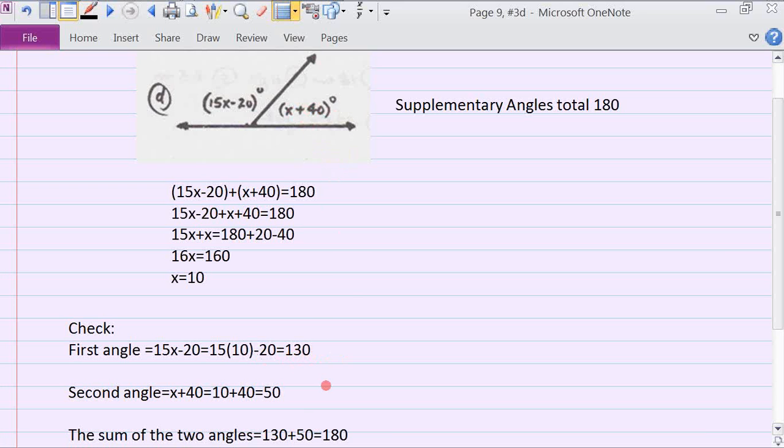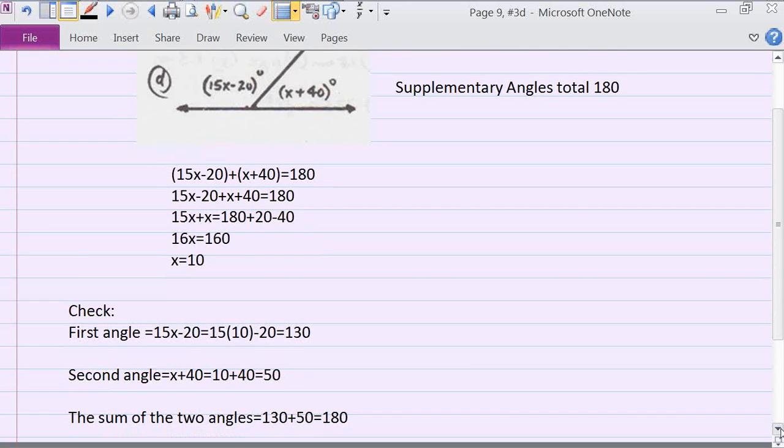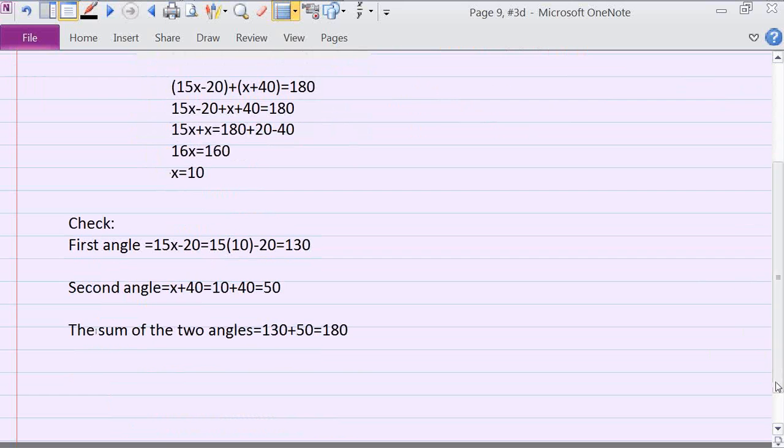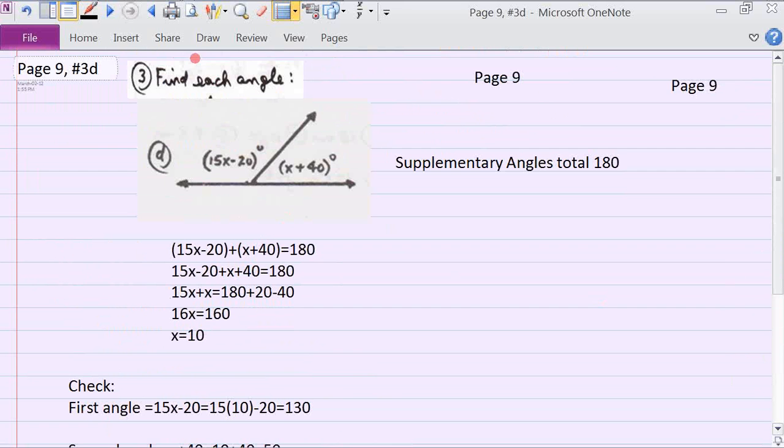This angle is x plus 40. I'm going to substitute for the x. 10 plus 40, I get 50. The sum of the two angles, 130 plus 50 is 180. So I'm sure that I've done the problem right, because this is a straight line.